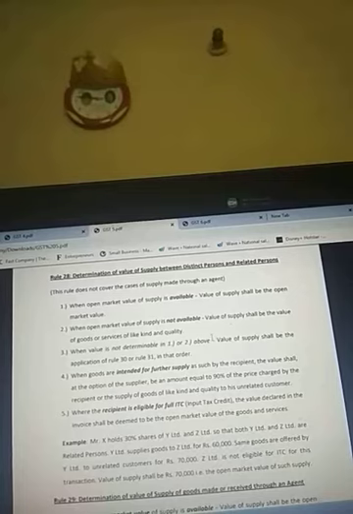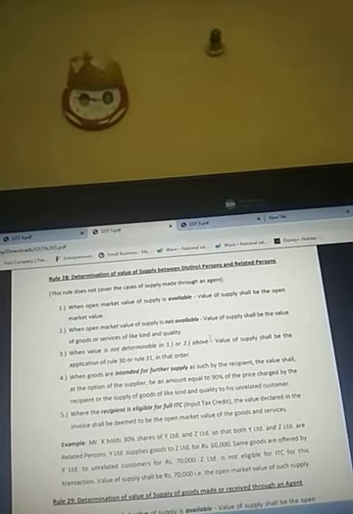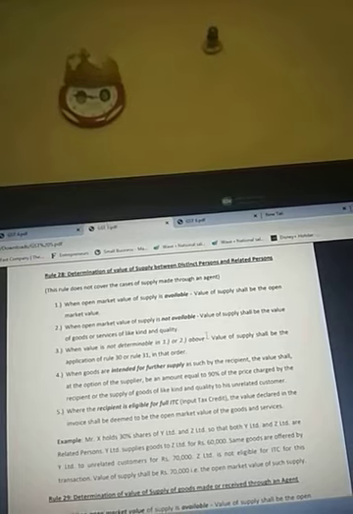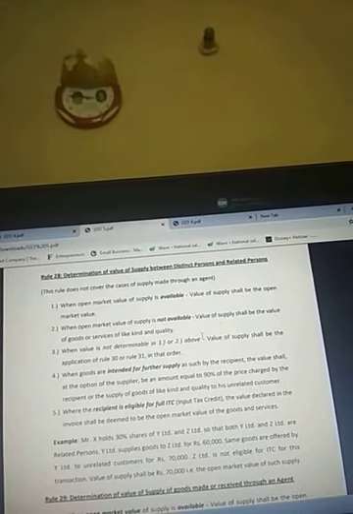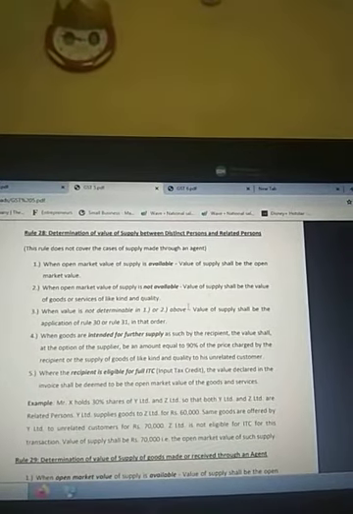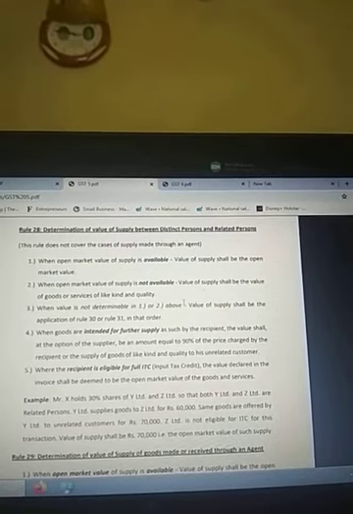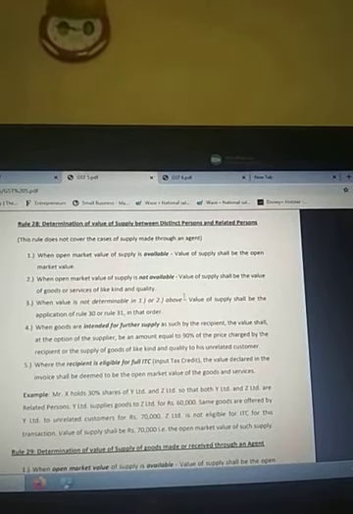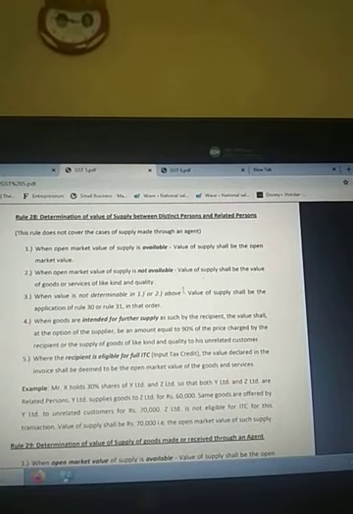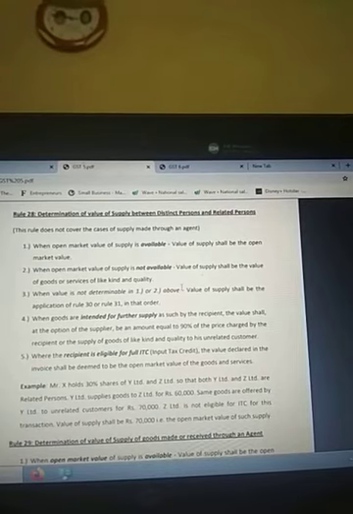Rule 28, determination of the value of supply between distinct and related persons. When the open market value of the supply is available, the value of supply shall be the open market value. When open market value of supply is not available, the value of supply shall be the value of goods and services of like kind and quality. When value is not determinable by the above two, the value of supply shall be determined by the application of Rule 30 or Rule 31, in that order.